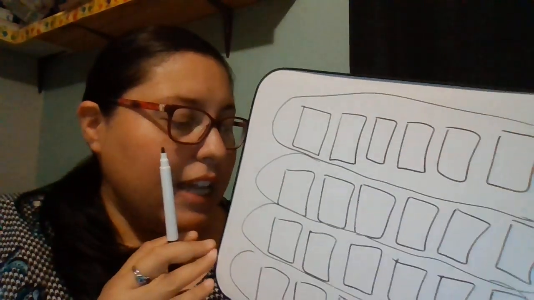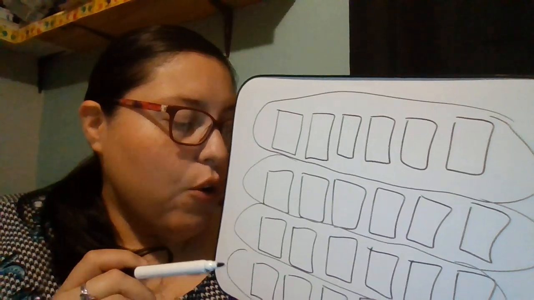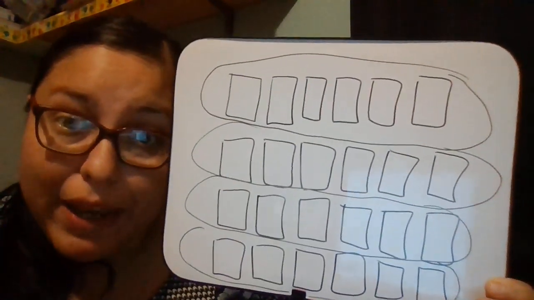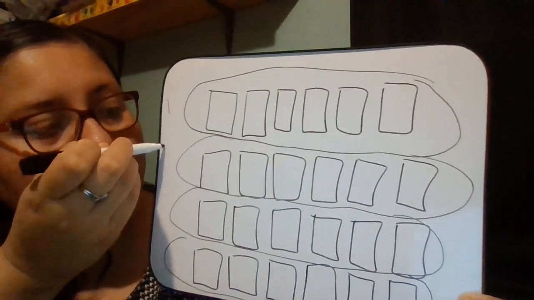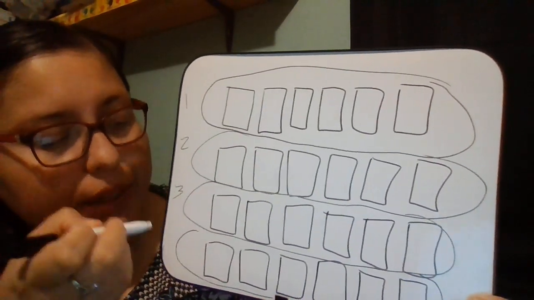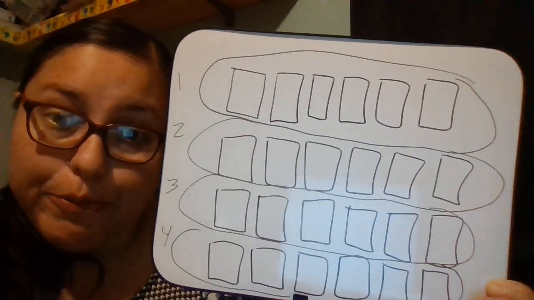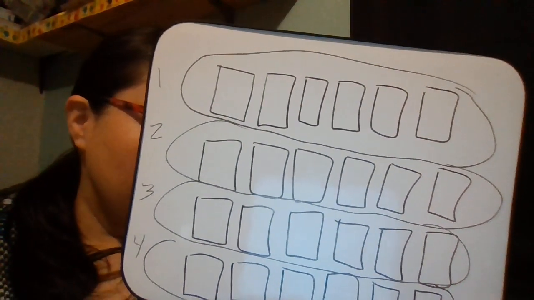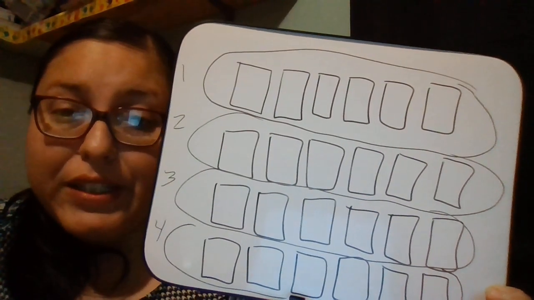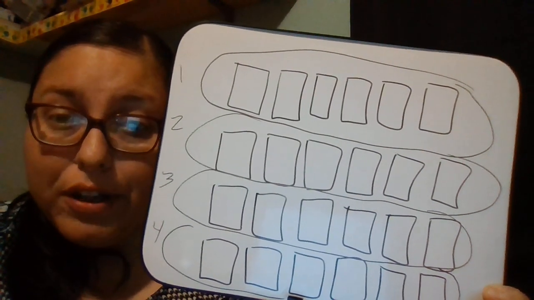So now that you have circled as many groups of 6 as you can, we're going to count how many groups we made. Here I have 1 group, 2 groups, 3 groups, and 4 groups. So there are 4 groups of 6. Go ahead and write 4 on how many groups we have right here. There are 4 groups of 6.